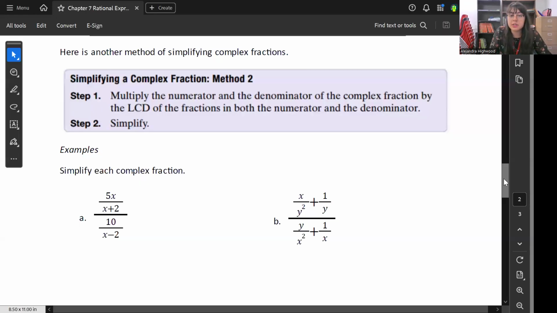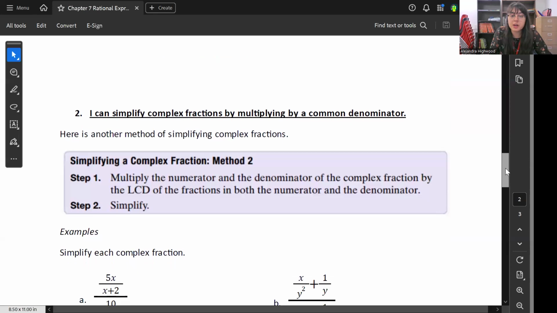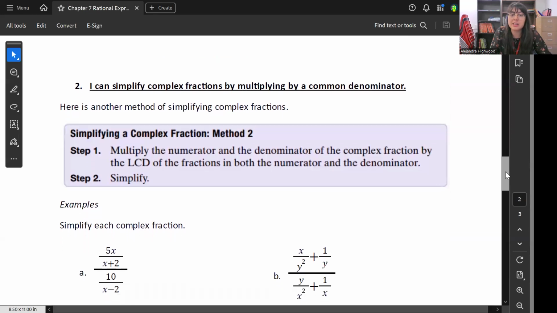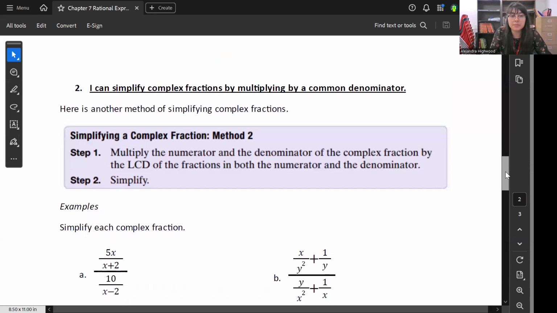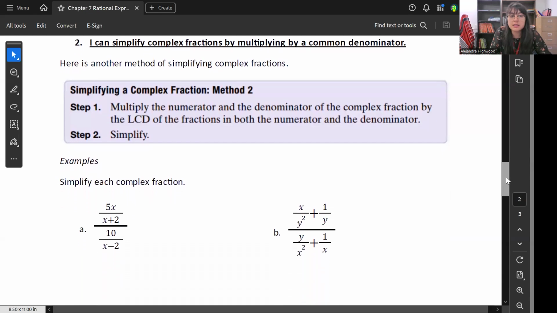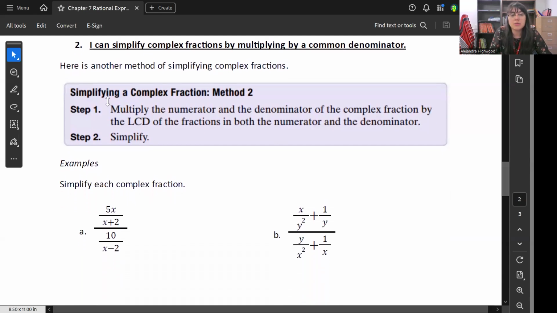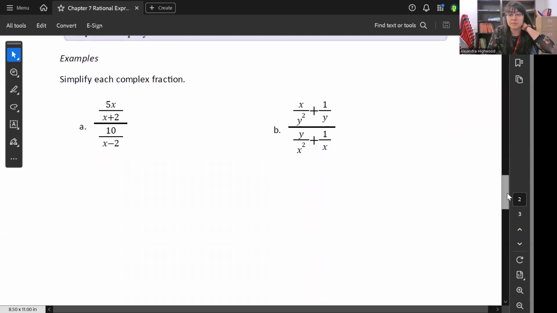Let's look at the second objective. I can simplify complex fractions by multiplying by a common denominator. Notice that we have two steps. So it seems a little more straightforward compared to the previous method we looked at just recently. We are going to multiply the numerator and the denominator of our complex fraction by the least common denominator. And then we're going to simplify.